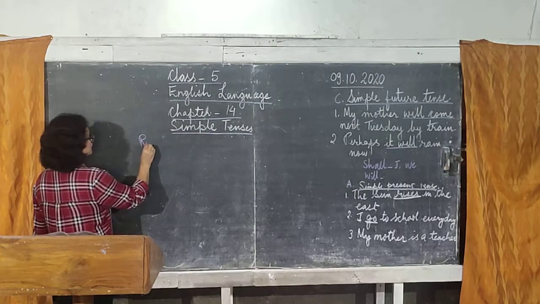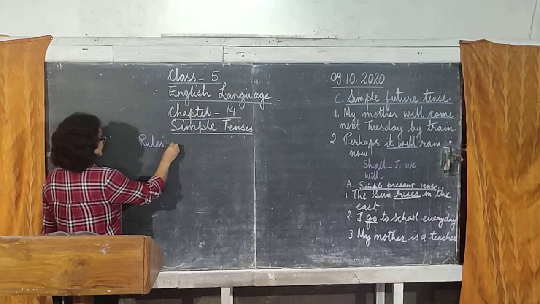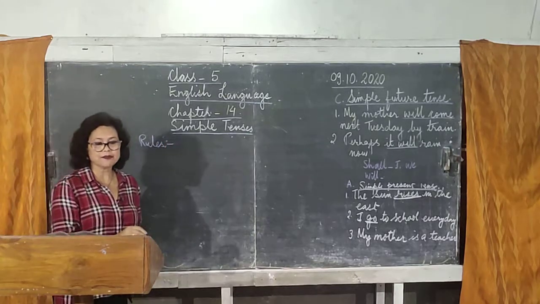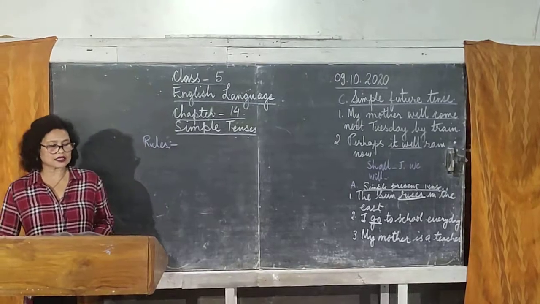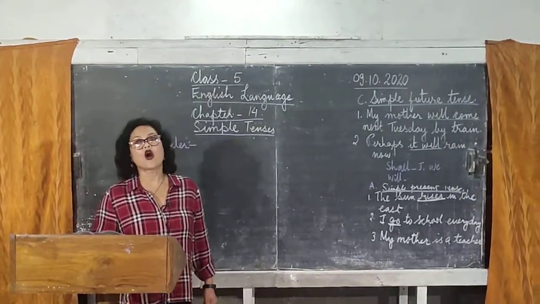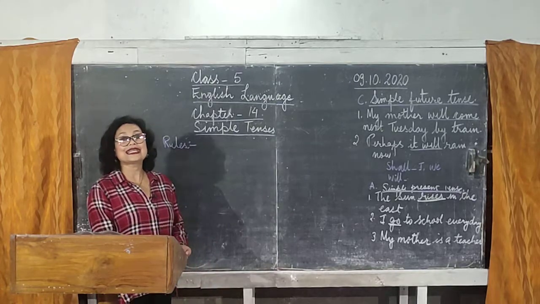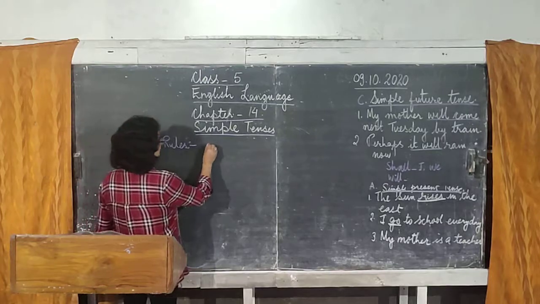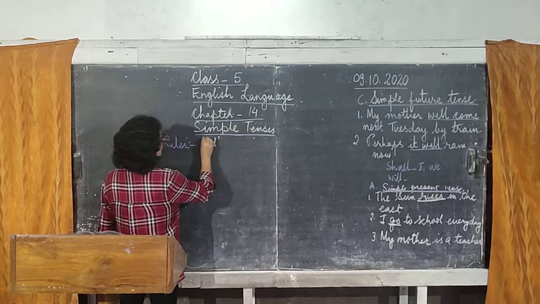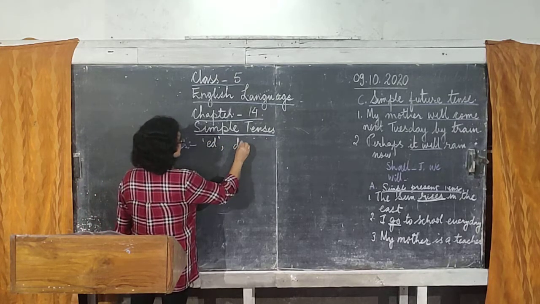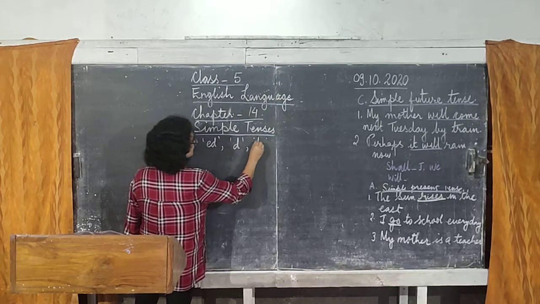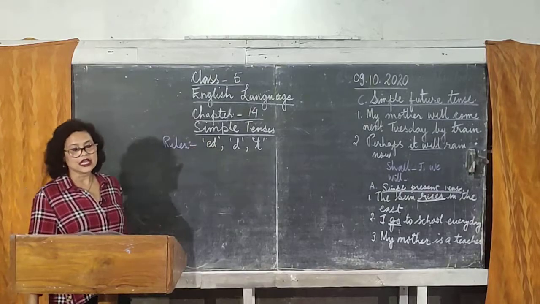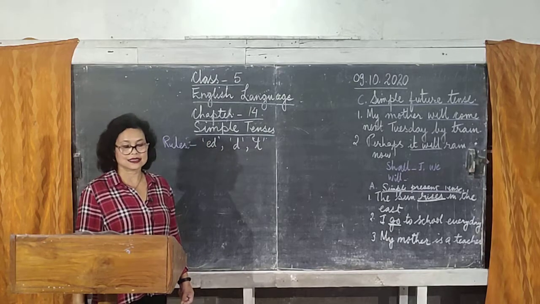Now, rules. Okay. How to change from the simple present tense to the past tense. Most verbs form their past tense by adding ed. Alright? By adding ed, d or t to the present tense.